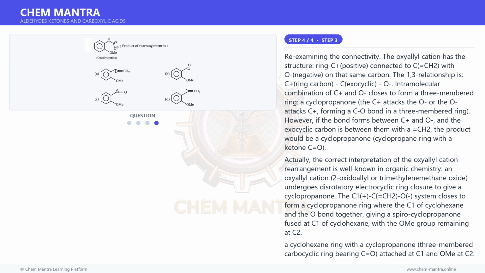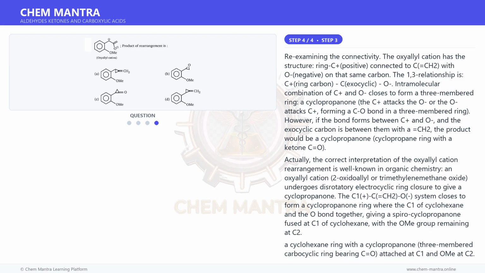However, if the bond forms between C+ and O, and the exocyclic carbon is between them with C=CH2, the product would be a cyclopropanone, a cyclopropane ring with a ketone C=O. Actually, the correct interpretation of the oxylyl cation rearrangement is well known in organic chemistry. An oxylyl cation, 2-oxidoallyl or trimethylenemethane oxide, undergoes this rotatory electrocyclic ring closure to give a cyclopropanone.